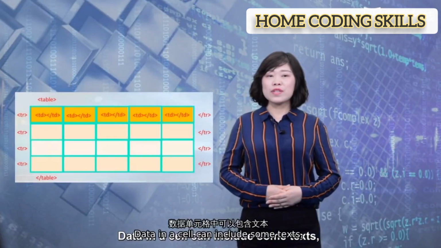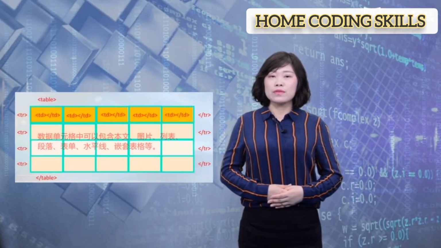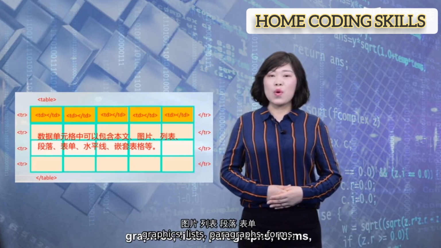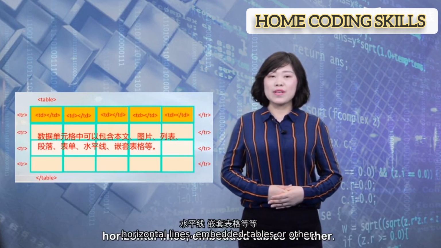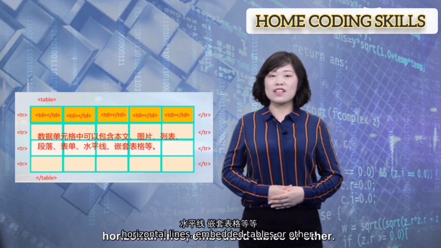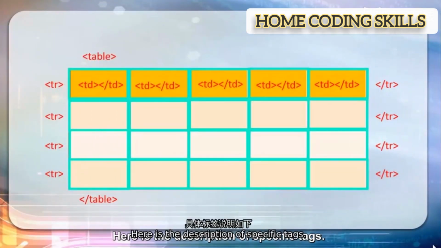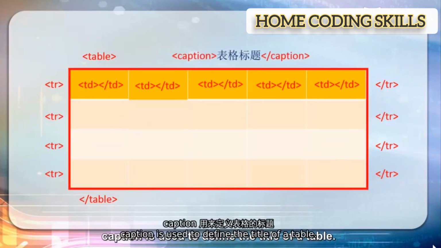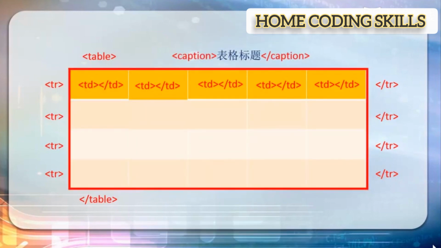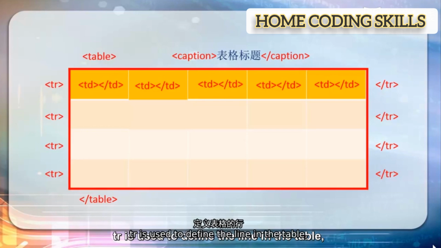Data in a cell can include some texts, graphics, lists, paragraphs, forms, horizontal lines, embedded tables, or other. Here is the description of specific tags. Table is used to define a table. Caption is used to define the title of a table. TR is used to define the line in the table, and TD is used to define a cell.